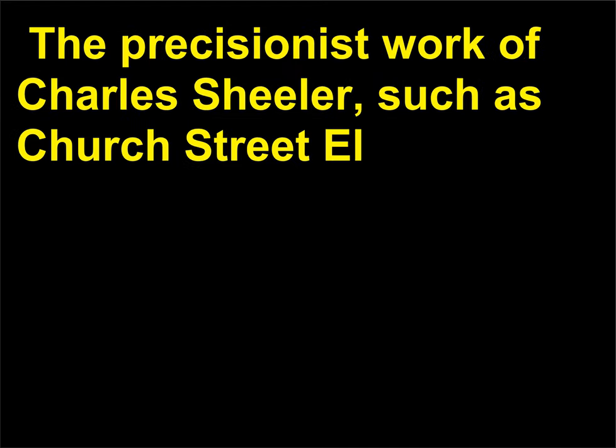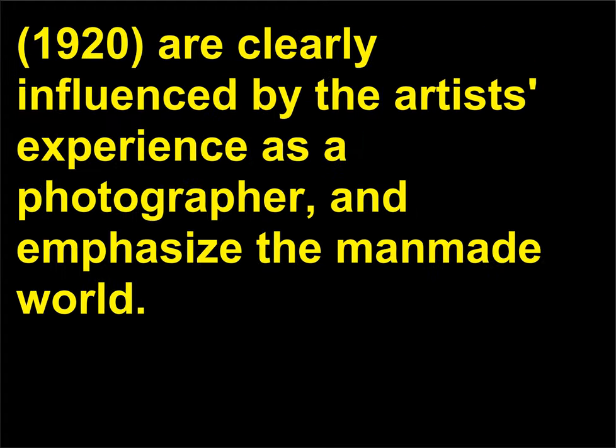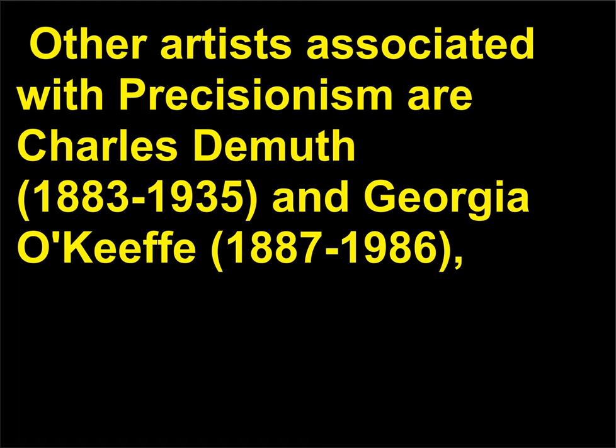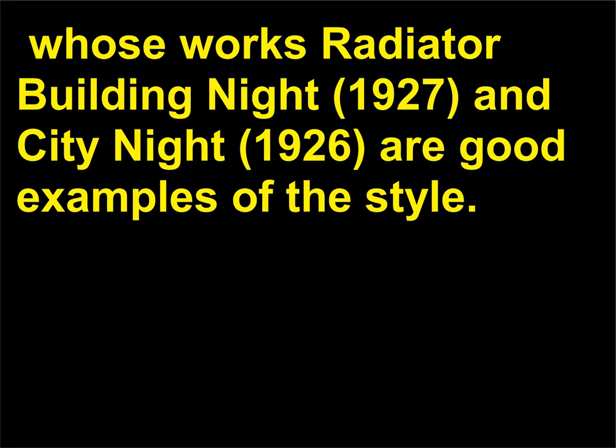The precisionist work of Charles Sheeler, such as Church Street L, 1920, is clearly influenced by the artist's experience as a photographer, and emphasizes the man-made world. Other artists associated with precisionism are Charles Demuth, 1883-1935, and Georgia O'Keeffe, 1887-1986, whose works Radiator Building Night, 1927, and City Night, 1926, are good examples of the style.